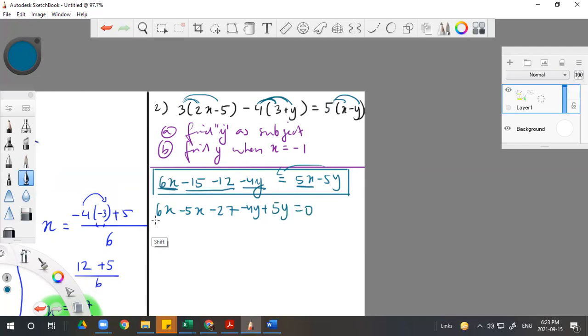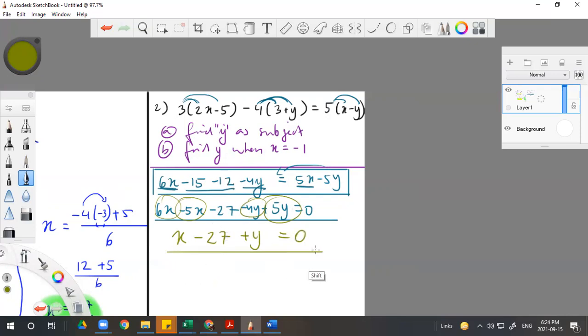This is the linear expression, but again, it's not done yet. I have to simplify it. You can simplify 6 minus 5, right? It becomes 1x, or x itself. And then -27 plus y, because -4 plus 5 equals 1. So x plus y minus 27. This will be the linear expression as you asked just now. Okay, this is the linear equation, I mean.